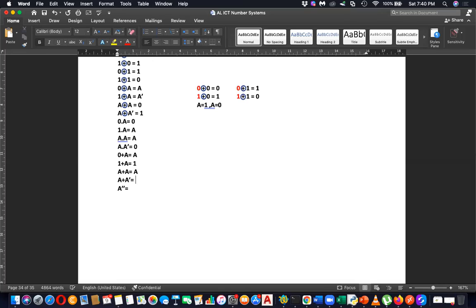A or not A? Yes, it's 1. Why? 0 or 1, එහෙම නැත්නම් 1 or 0. දෙකෙන් එකක් අනිවාර්යයෙන්ම 1 වෙනවා.